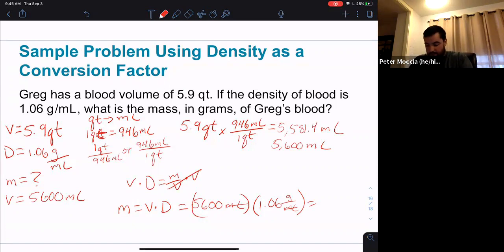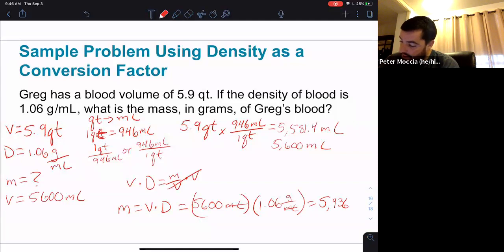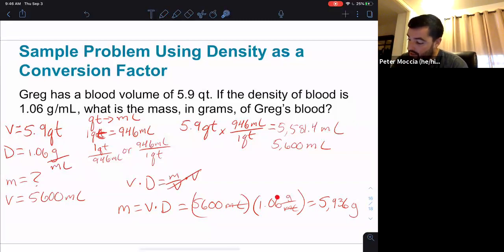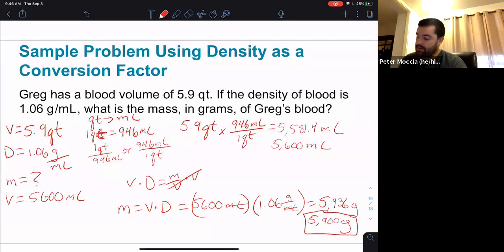Now we're just going to do 1.06 times 5,600, which is 5,936 grams. Okay, now how many sig figs do I want in my answer? I have 2 here and 3 here, so I want 2 in my answer. So I'm going to say 5,900 grams. Okay, and that is my answer.